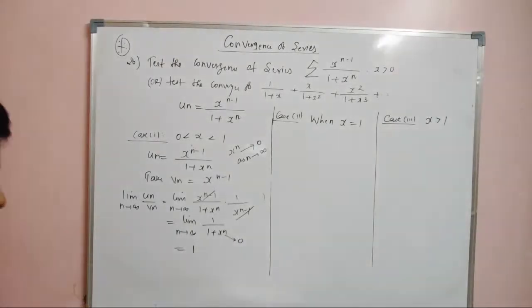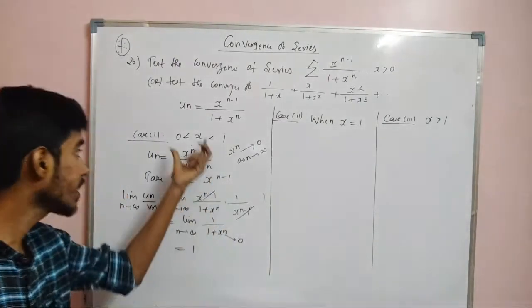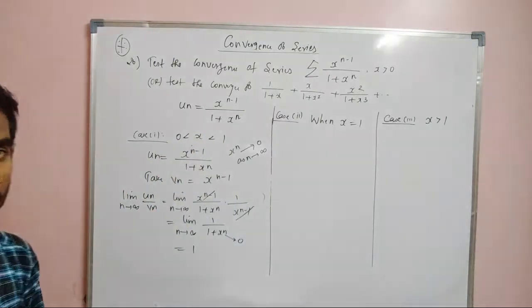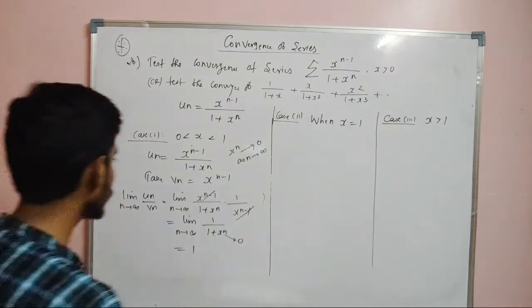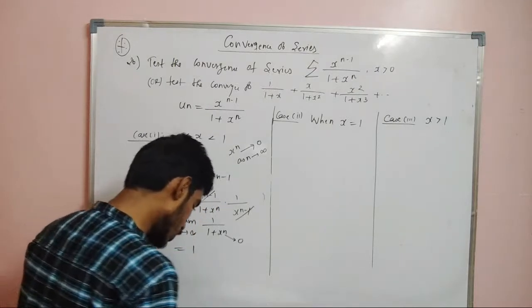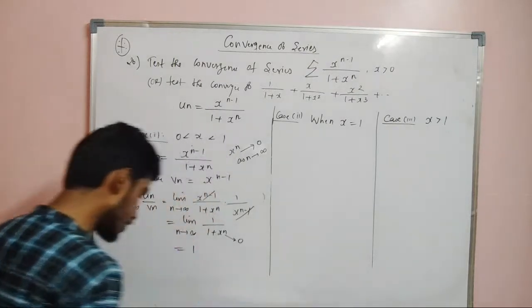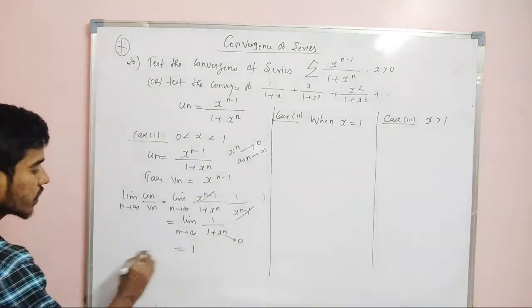A very important thing: x^n tends to 0 because our x is between 0 and 1. The geometric series is valid whenever |x| is strictly less than 1, so this term tends to 0. So therefore, since the limit is 1, finite and non-zero, both un and vn converge or diverge together.